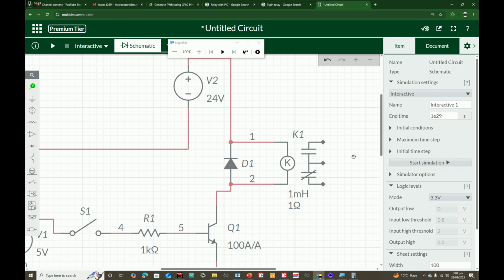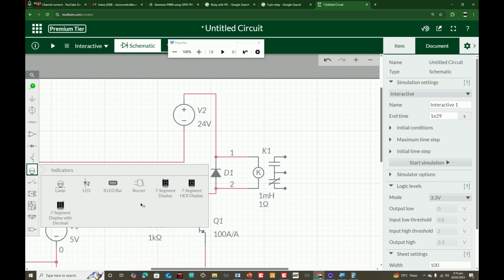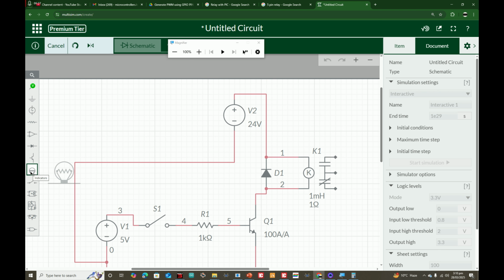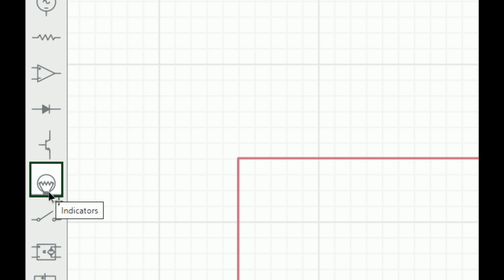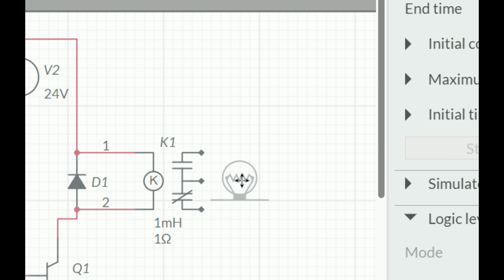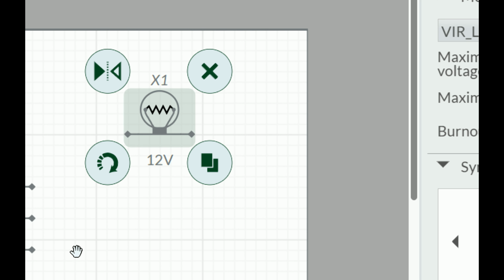Now on the other side, this is isolated. There we will connect any load we want. So we use a bulb here. This lamp, I took it from here. On the left side there are indicators. In that you have this lamp. Just pick it up, place it wherever you prefer. I place it right here. Now this is the bulb.